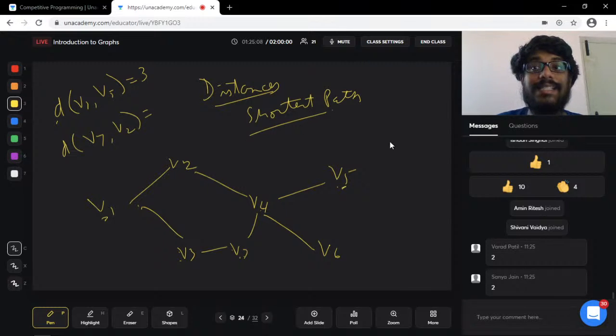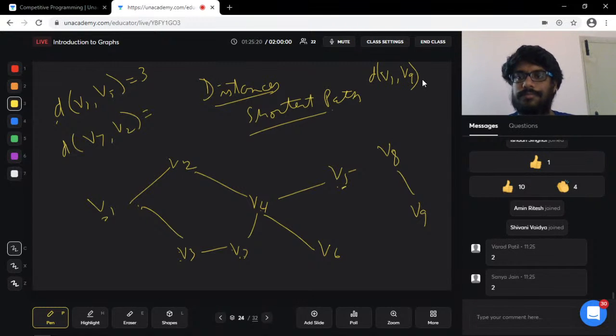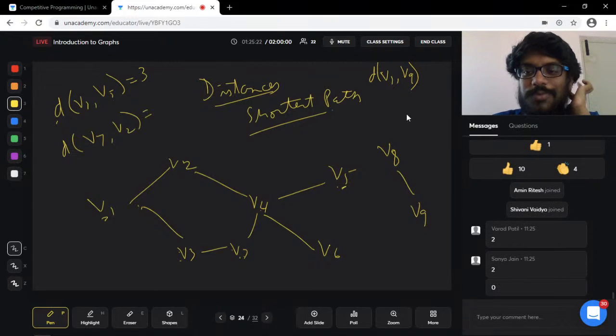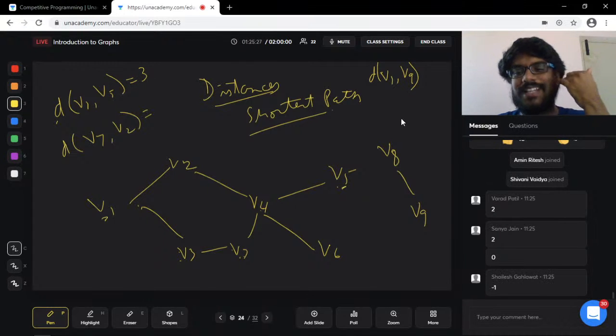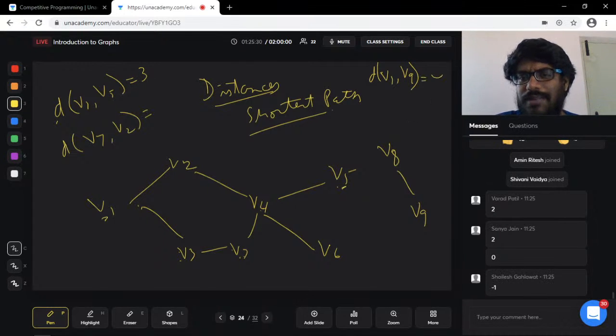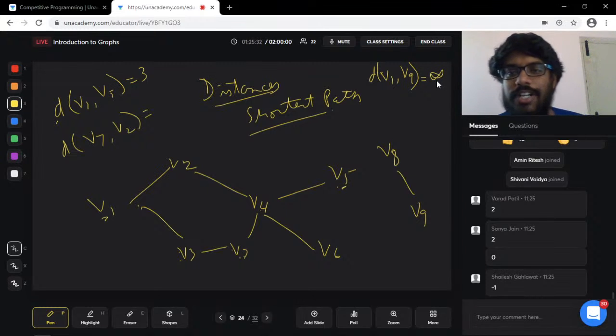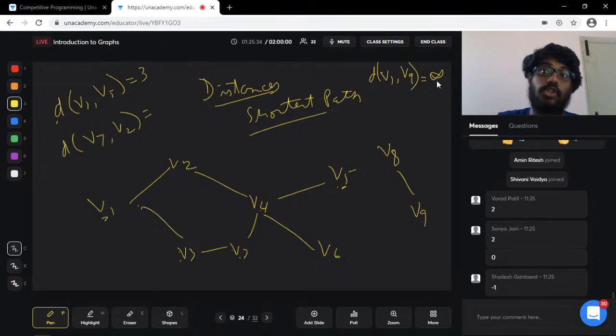In a disconnected graph, that is a graph which is not connected. So if I have say V8 and V9 here, then what is the distance of V1 comma V9? No, it's not 0. It's actually infinity. Or -1, or in mathematical terms we just say it's infinity, because it's so large that I can't even travel.